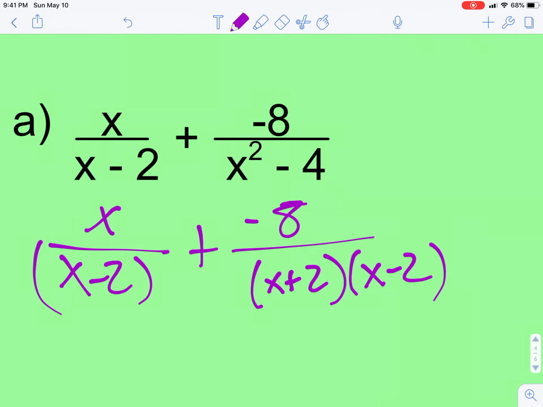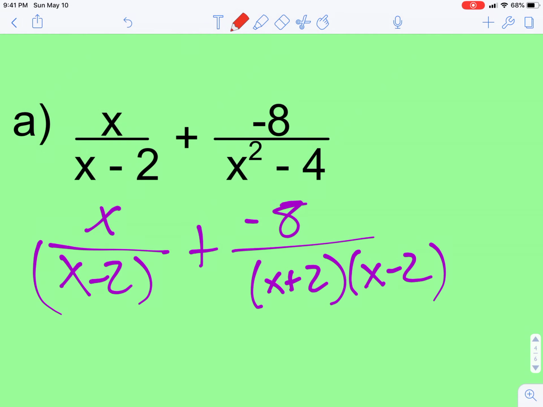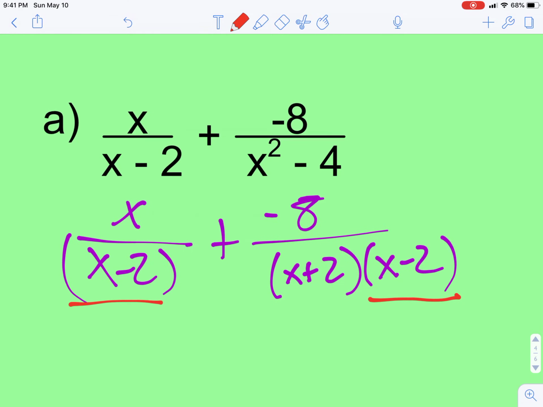So x squared minus 4 is a difference of squares, so that factors into x plus 2, x minus 2, right? As we're looking here, they already have some things in common. So you find out what they have in common, we're going to leave that, and then we're going to say, oh, this side right here on the left is missing an x plus 2. So we're going to multiply both sides by x plus 2.